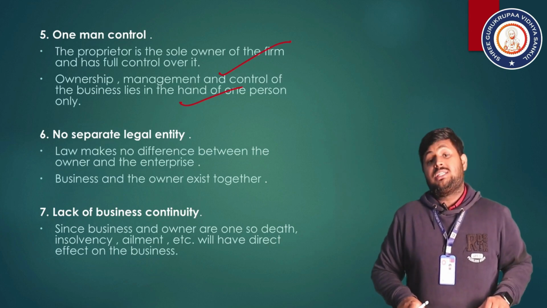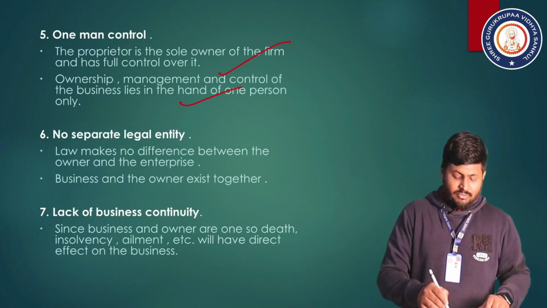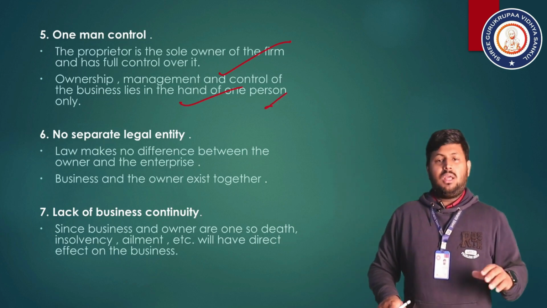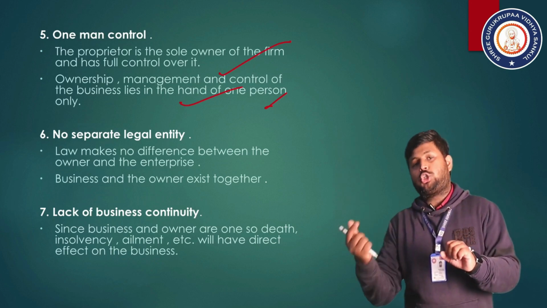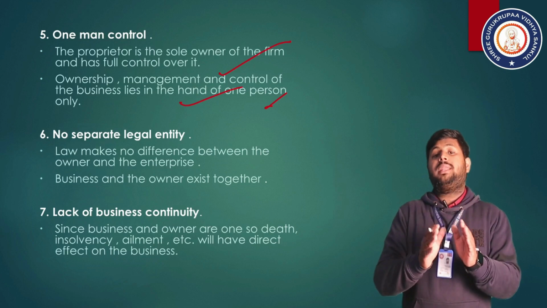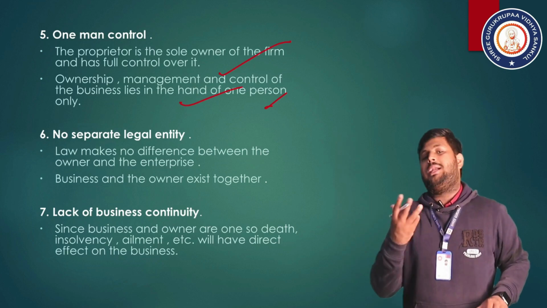Now let's see the sixth point. The sixth point is no separate legal entity. These were the 5 main points. Now 6 and 7 are a comparison with the joint stock company. See, a joint stock company has separate legal existence, whereas a sole proprietor does not have separate legal existence.